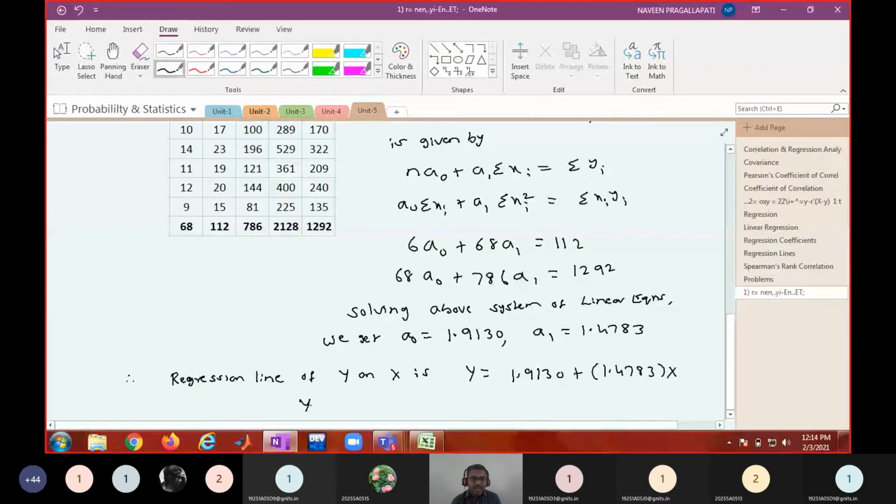Y of 8 is equal to 1.9130 plus 1.4783 into 8. Please compute. 13.7394, so approximately 13.7.